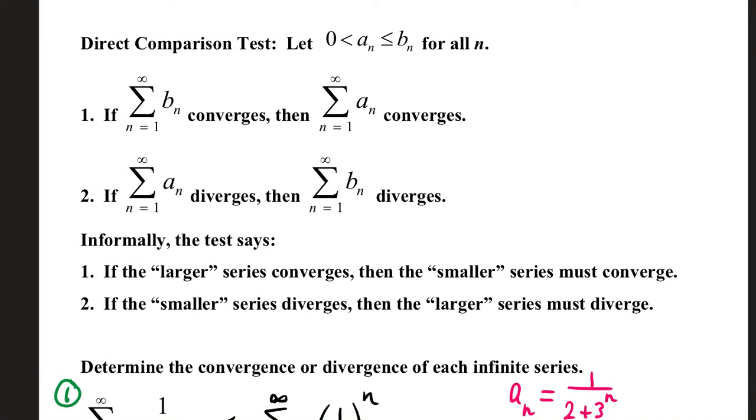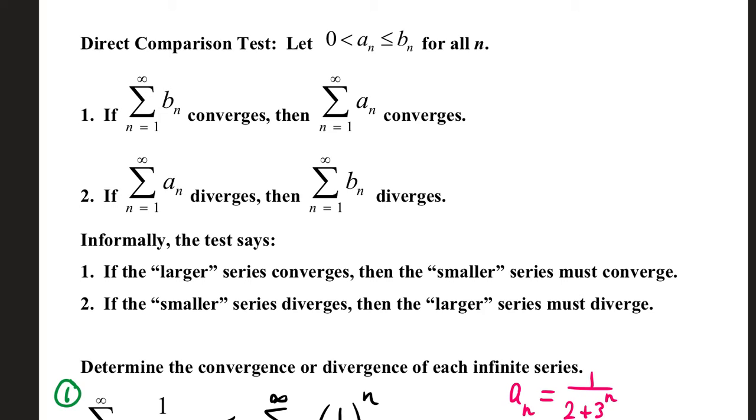Direct comparison test. Let 0 be less than a sub n, less than or equal to b sub n for all n. If the infinite series from 1 to infinity of b sub n converges, then the infinite series from 1 to infinity of a sub n also converges. The second part of this is if the series of a sub n diverges, then the infinite series of b sub n diverges. It may be a little hard to interpret those two statements.